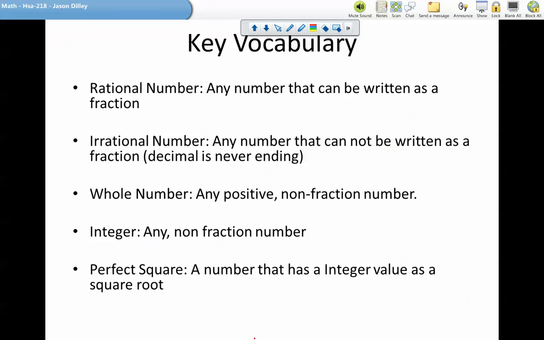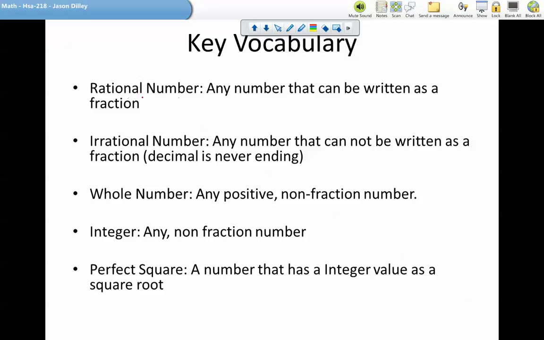First up, though, we've got lots of key vocabulary here today. Things to add to your vocabulary list. So it would probably be a good idea to pause right now and add these to your key vocabulary in your algebra folder. And let's just go over these things briefly.